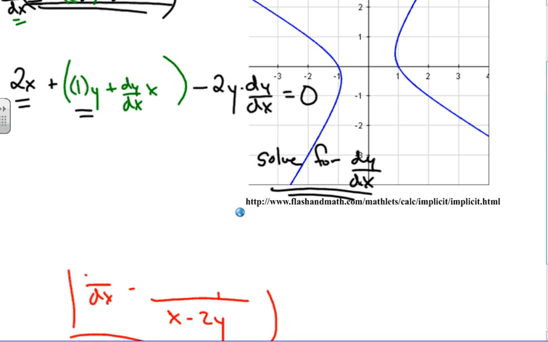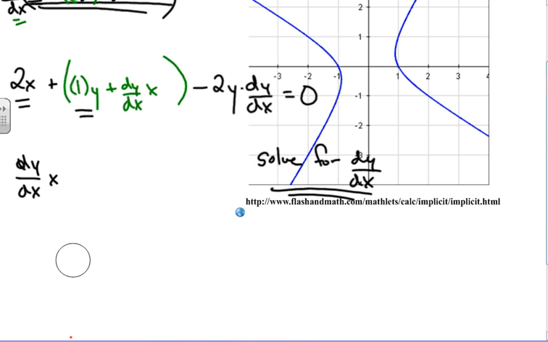We're going to take all the ones that don't have dy/dx and put them on the other side of the equation. So on this side, what's left over is y, dy/dx times x. Let me get rid of this, it's distracting me and probably you as well. We then have minus 2y dy/dx, which is still there, and that equals negative 2x minus y. We're going to take these two right here and subtract from the other side.